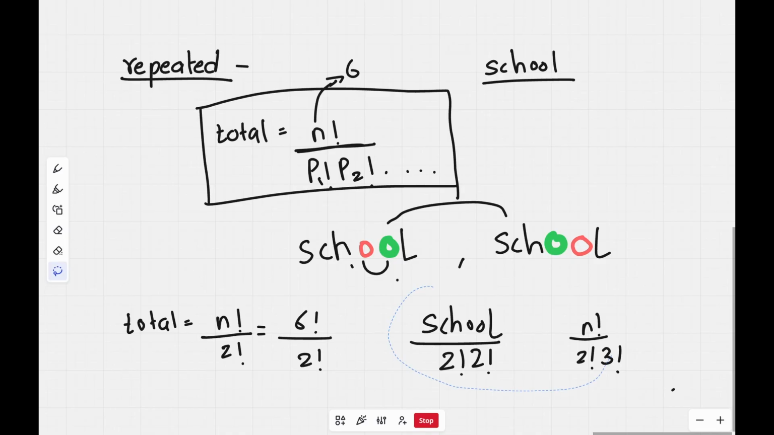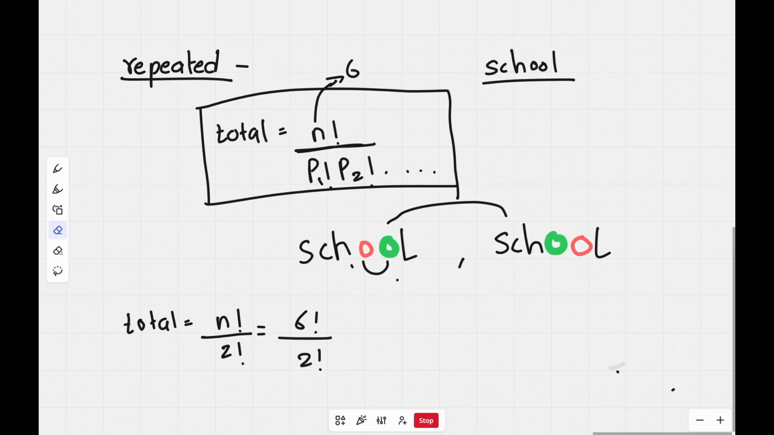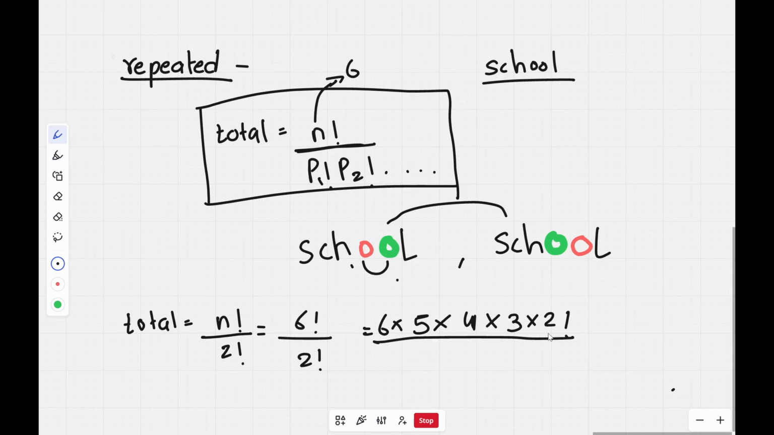Now notice I can expand the 6 factorial and write it as 6 into 5 into 4 into 3 into 2 factorial, right? We have expanded it till 2 factorial, and there's 2 factorial in the denominator. So this can be cancelled out, and our answer is 6 into 5 into 4 into 3. Now calculating this would give us 360. Hence our answer is 360.